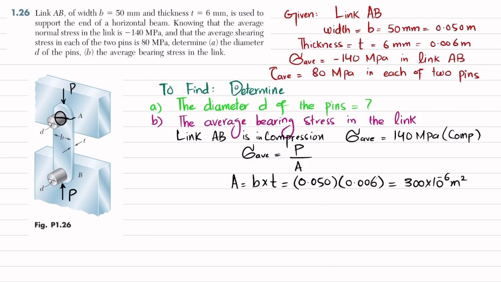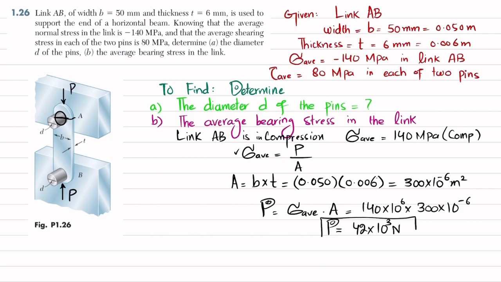Now we have the average normal stress in this link. So this P will be equal to sigma average multiplied by area. Sigma average is 140 megapascal, 140 into 10 raised to power 6, multiplied by area, which is 300 multiplied by 10 raised to power minus 6. So P, the load, will be equal to 42 into 10 raised to power 3 Newton. And this load will also be a compressive one, because this compressive load will cause the compressive stress.